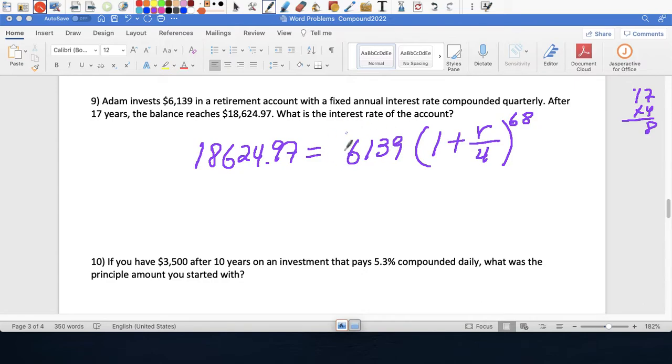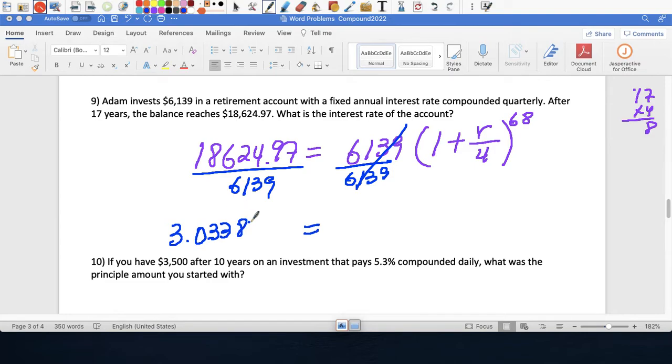First things first, get rid of this guy, right? And then I divide the other side by the same number. And 18,624.97 divided by 6,139 equals a very long number, 3.033. And I'm going to write all these numbers only because we want to be really precise. And we have a calculator anyway. And then on this side, equals 1 plus r divided by 4 to the 68th power.